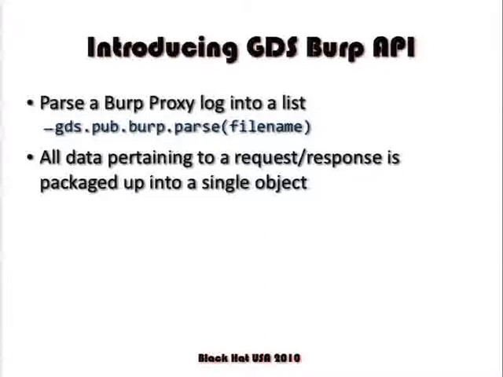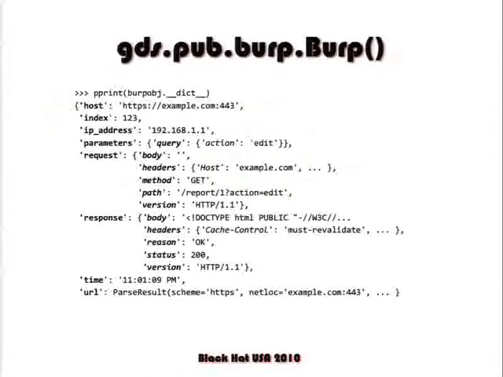This is just a printout of various values inside a Burp object. A couple things to note: there's an index property. If you have Burp open and look into the history, that index in the Burp object is going to match the index number in your Burp history session. You have full access to the request body, the request headers, request method, response body, and things like that.